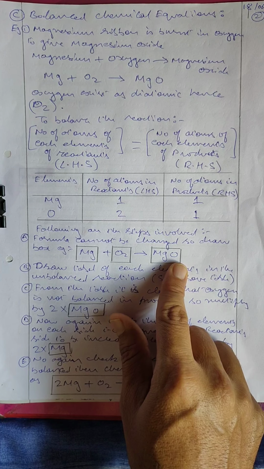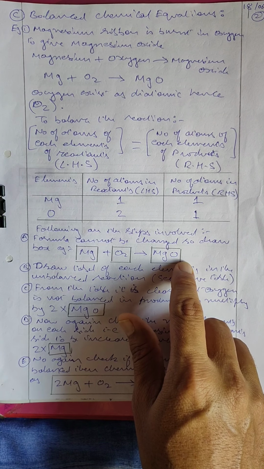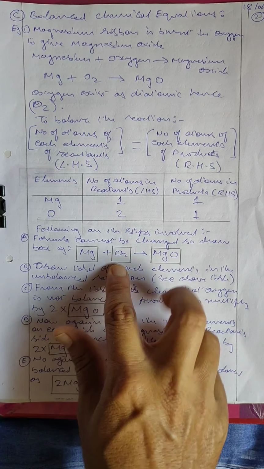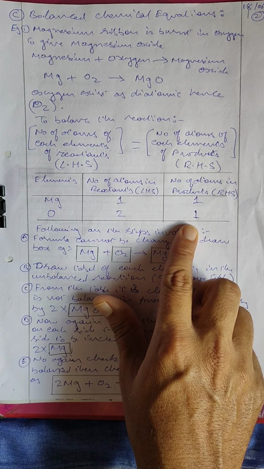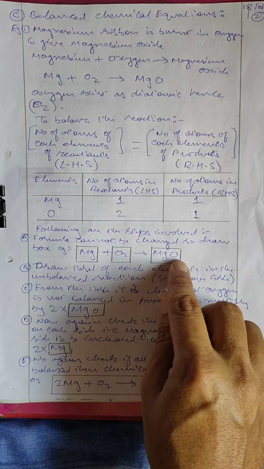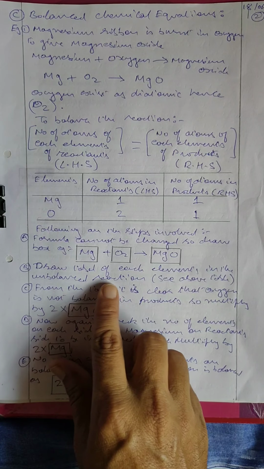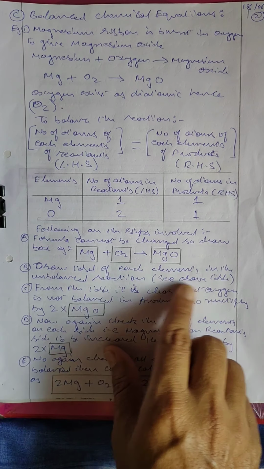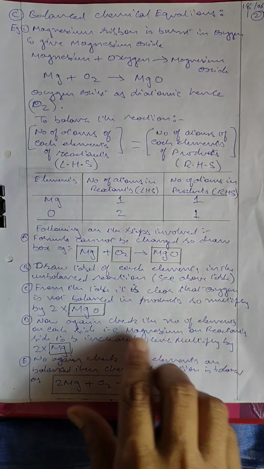Like MgO, we cannot write MgO2 with the 2 at the bottom. If we write 2, the two oxygen get balanced, magnesium is balanced, so can we say the equation is balanced? No, we cannot do it like that. We cannot write 2 at the bottom. That means we cannot change the formula. Step 2: draw the table of each element in the unbalanced reaction, which is what we have done here.